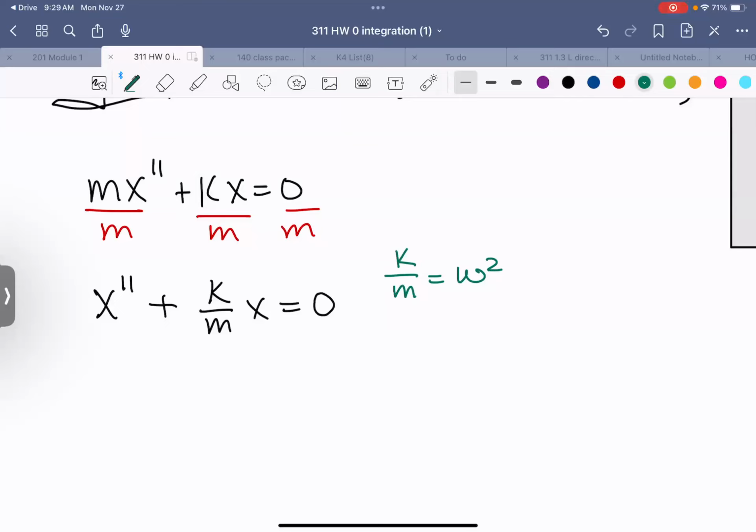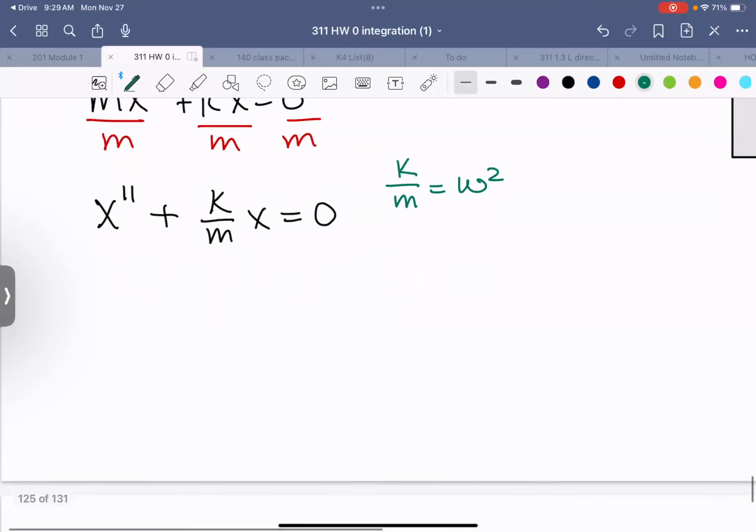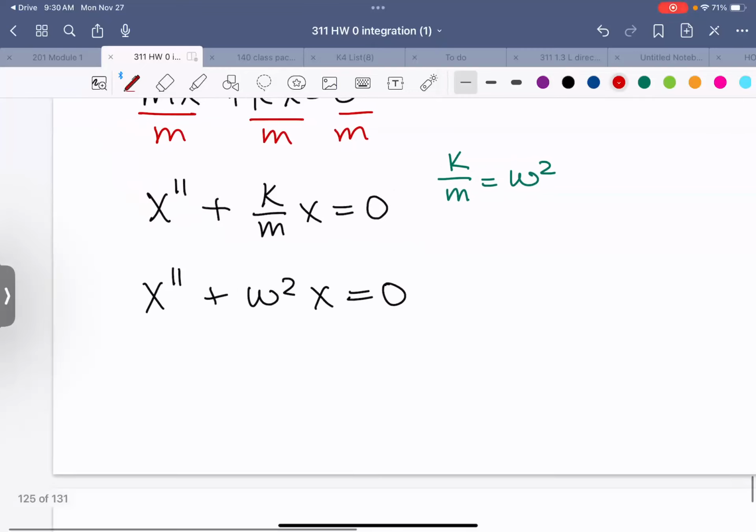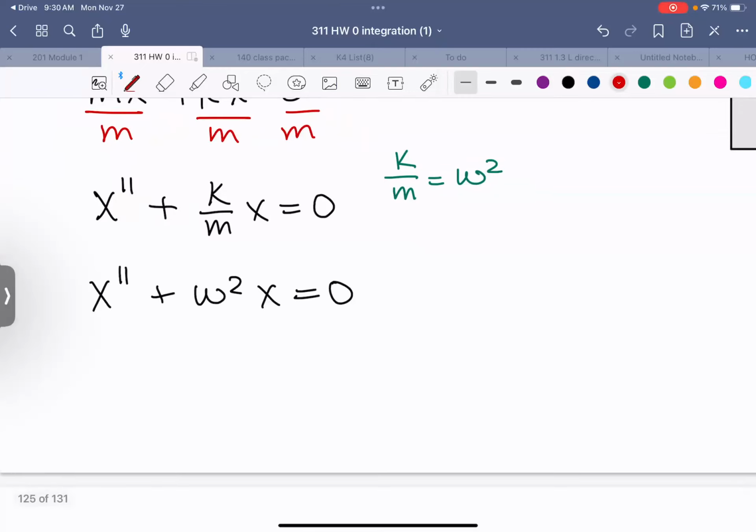You're not going to do it this way when you actually solve. You're just going to plug in your m and your k and you're going to solve it the way you normally would. Okay. But to look at the general form of it, we want to make it look pretty. That's all I'm doing here. So this just means that you're going to end up with x double prime plus omega squared x equals 0. Now, if we're solving this, omega squared is a constant, right? It's a number, whatever your spring constant is divided by your mass.